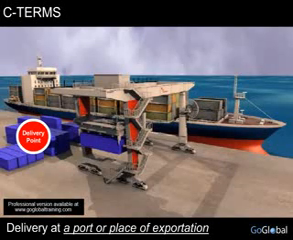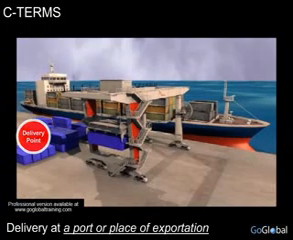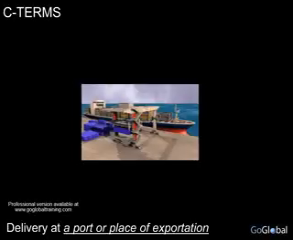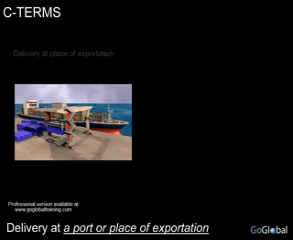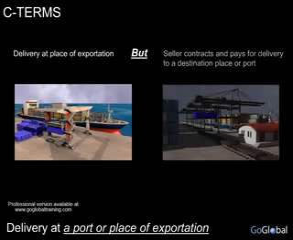Care is needed when using C terms. Do not confuse the delivery point with the agreed destination. Under all the C terms, delivery takes place at the port or place of exportation, but the seller contracts and pays for delivery to a destination place or port in the buyer's country at the risk of the buyer.